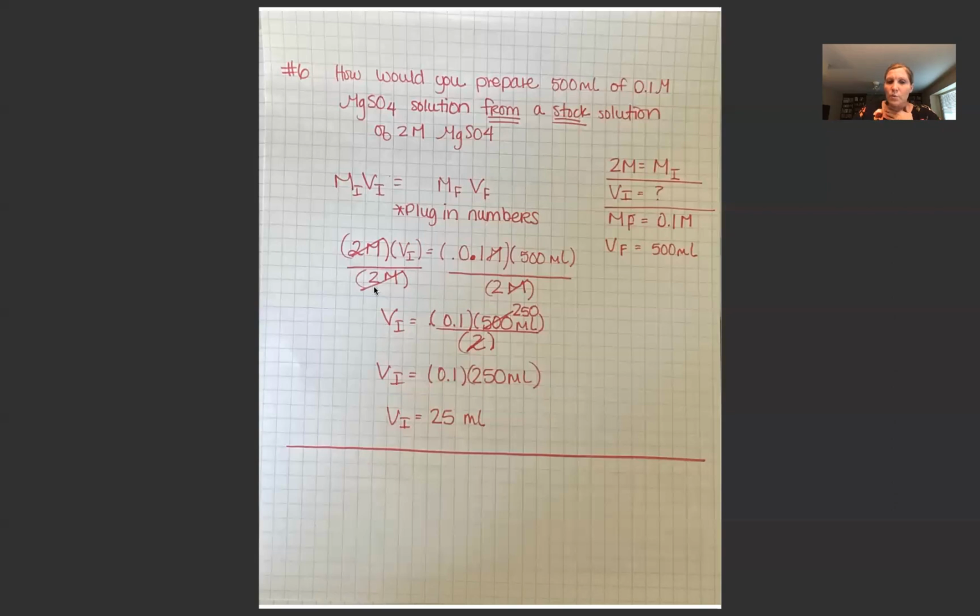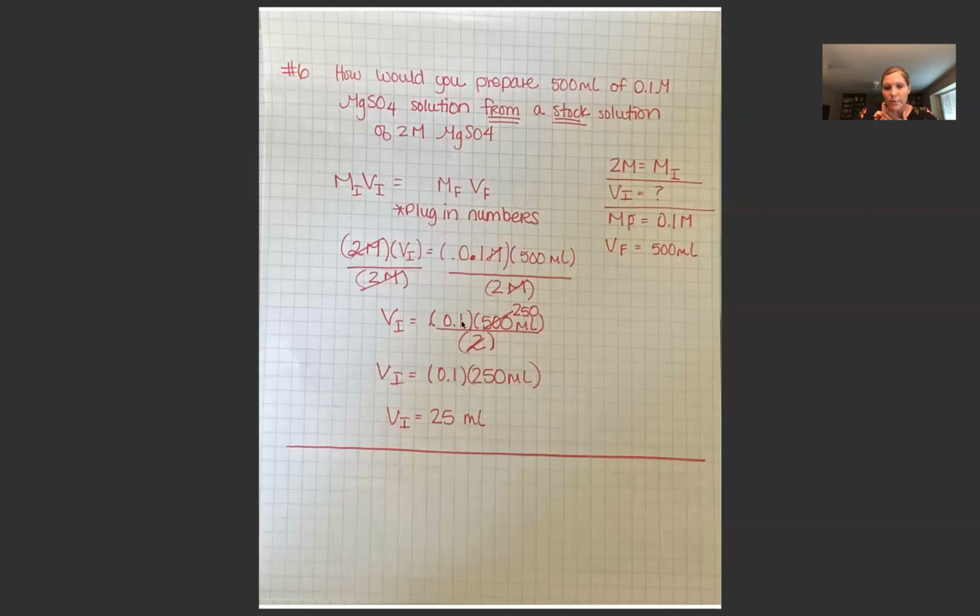What we do to one side, we do to the other. So we put the 2 molars over here. These will actually cancel each other out. And nothing cancels this out, which is good because we need to know our volume, which is probably going to be in milliliters. So now we can do the rest of the math.